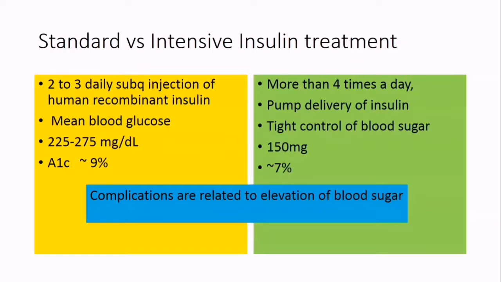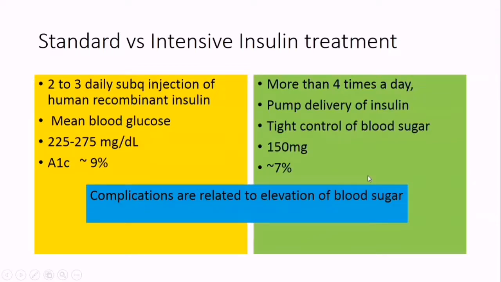In the standard type of insulin treatment, the mean blood glucose is maintained around 225 to 275 milligrams per deciliter, whereas tight control of blood sugar is achieved by the intensive treatment, that is by pump delivery of the insulin, with a mean blood glucose around 150 milligrams. And A1C, which estimates the previous 3 months average blood glucose, is maintained around 9% with the standard insulin therapy, whereas for intensive insulin therapy it is around 7%, which is a better value than the standard insulin treatment.